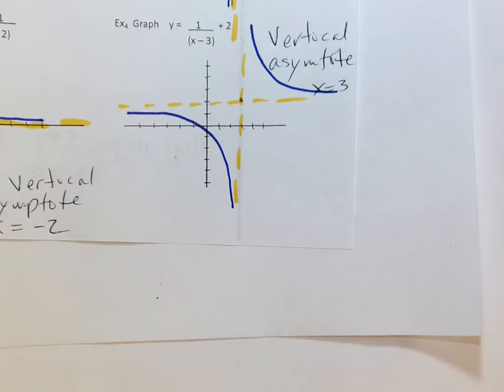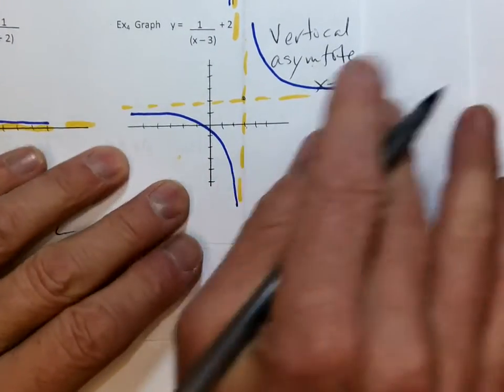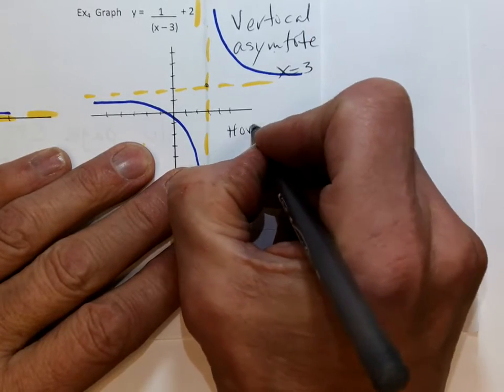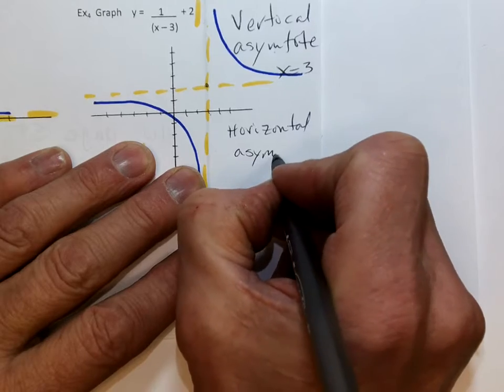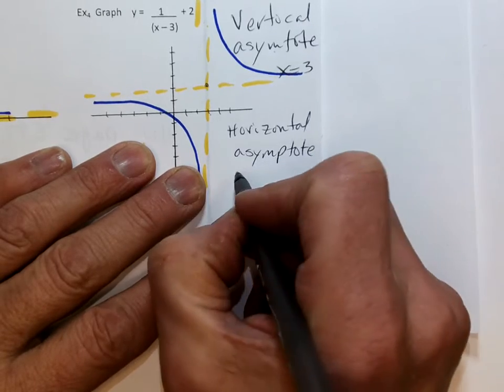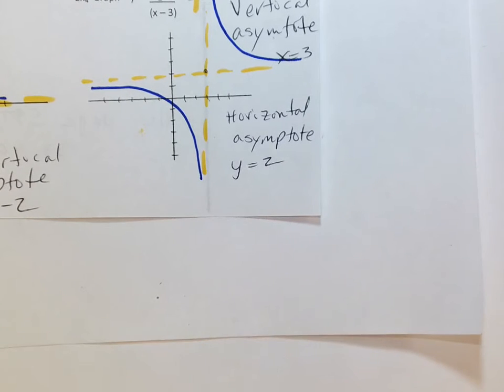All right, now, real quick, we've got the vertical asymptote, and we also now have a horizontal asymptote, which is at y equals 2. Okay, right across 2, that's my horizontal asymptote, okay? Lines of infinity, they're border lines to infinity, okay?